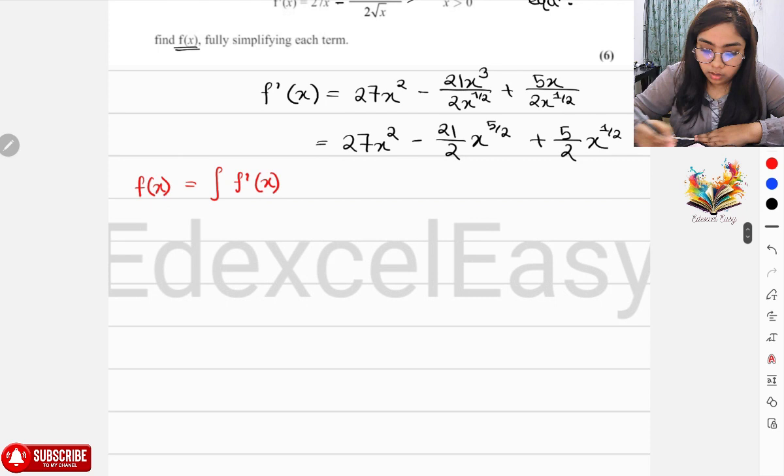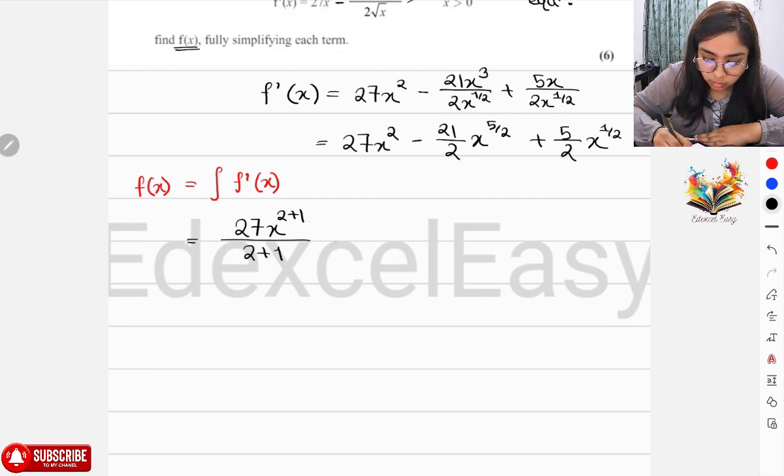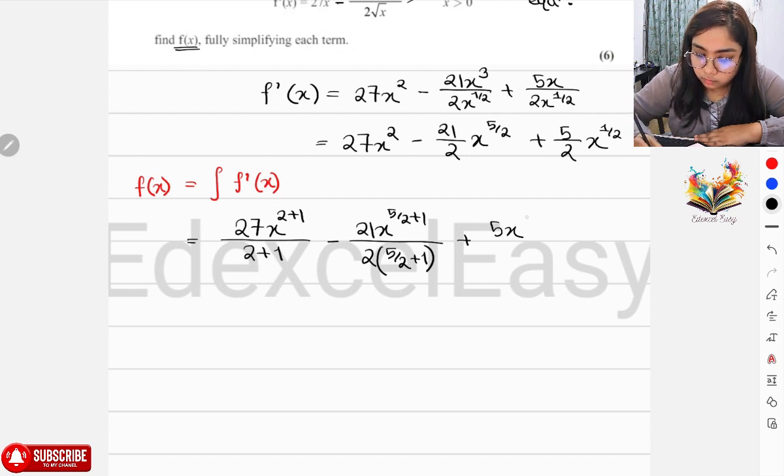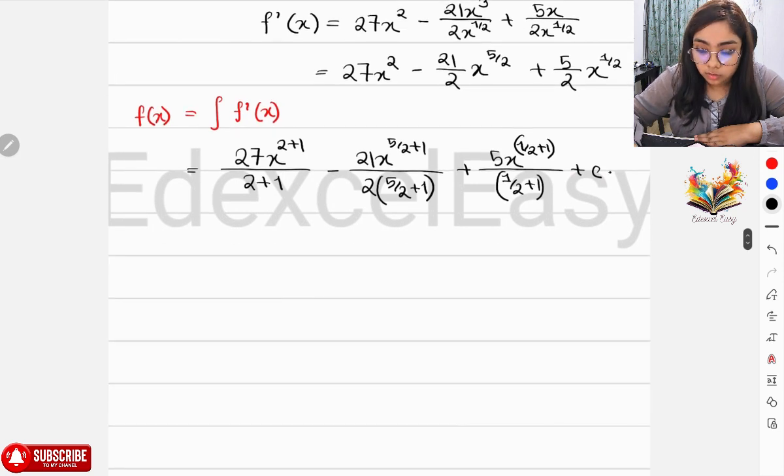Okay, so now for the integration process, this is how the entire thing will start. You have 27x to the power of 2 plus 1 divided by 2 plus 1, minus 21x to the power of 5 by 2 plus 1, divided by 5 by 2 plus 1. And over here you have this 5x to the power of half plus 1, divided by half plus 1. And there will be a constant C over here, right? Later on, I'll tell you how to calculate the value for constant C also.